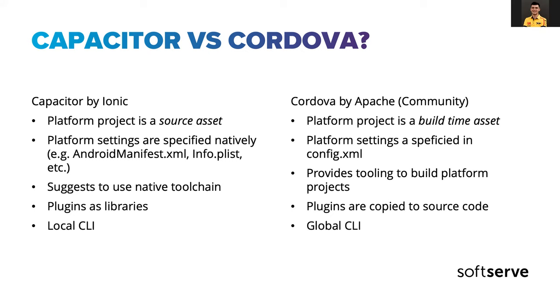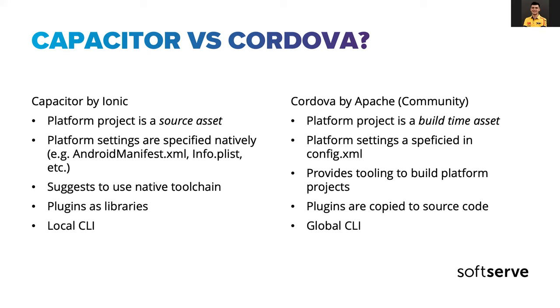Another difference between Capacitor and Cordova is that Capacitor installs as a local CLI. When you install the node dependency, it's installed locally instead of globally. It's easier from the versions perspective, because frameworks sometimes require a specific version of Capacitor. If it's installed locally, you have it in the node packages, you know how to use it, and you can avoid some versioning issues that you can have if you install it globally. So it's also a better thing.